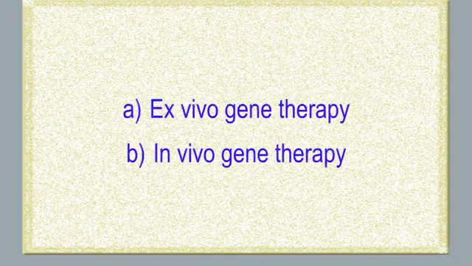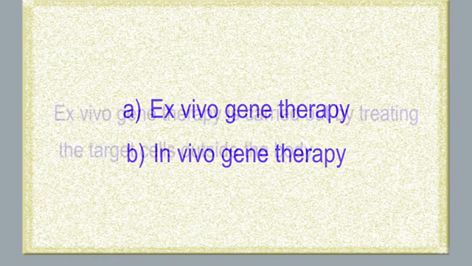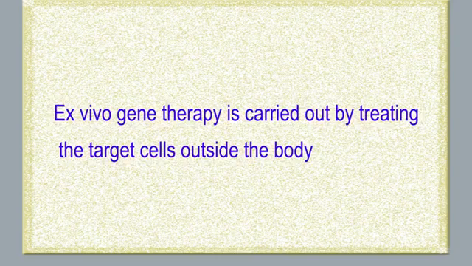The approaches in gene therapy mainly vary in the introduction of a gene into the target cells. Somatic cell therapy is classified into two types: ex vivo gene therapy and in vivo gene therapy. Ex vivo gene therapy is carried out by treating the target cells outside the body. Cells are altered and then transplanted into the body.